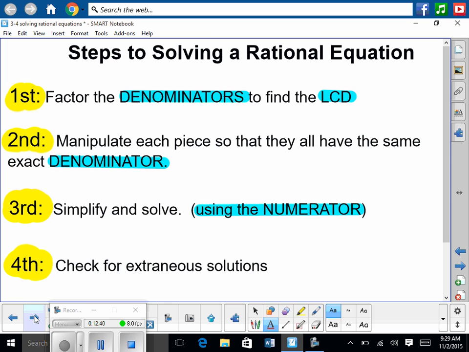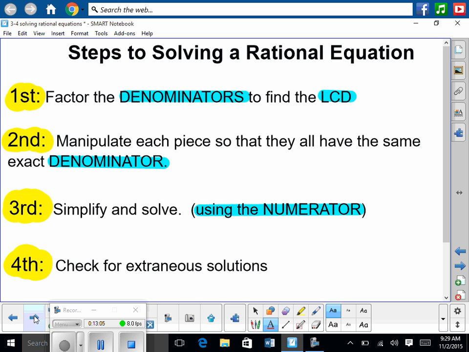All right. So here are the steps to solving a rational equation. If you want to take a picture of it, I'm fine. If you want to try to quickly write it down, I'm fine with that. But these are the steps. So these are the step-by-step instructions. First thing we're going to do is factor the denominators to find the least common denominator. So we're going to have a bunch of rationals. It's going to be in the form of an equation. We're going to factor all the denominators of the fractions to find the least common denominator.